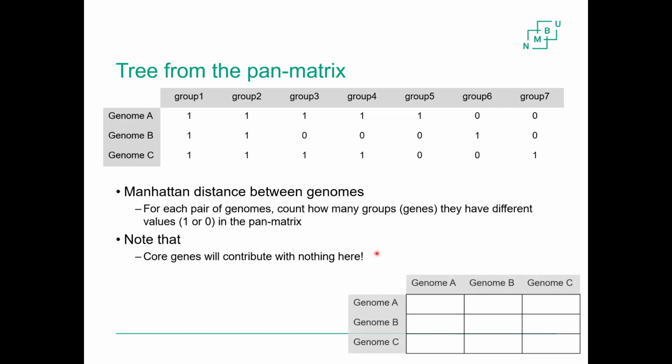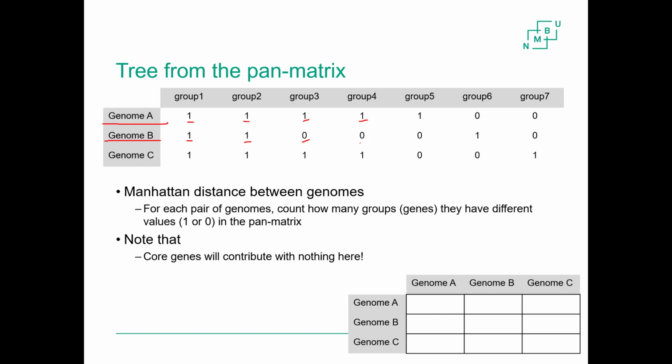And let me show you as an example. So here we have a distance table that we need to fill in, right? This should now be filled in with the distance between the genomes. So how do we actually do it? Well, let's compare genome A to B first, the first pair. Then we go through the groups and compare them, or actually count how many groups they have different values, right? So here they have the same value. This is also the same value, so no differences yet. Here we have 1. This is a difference. 1 in genome A, 0 in genome B.